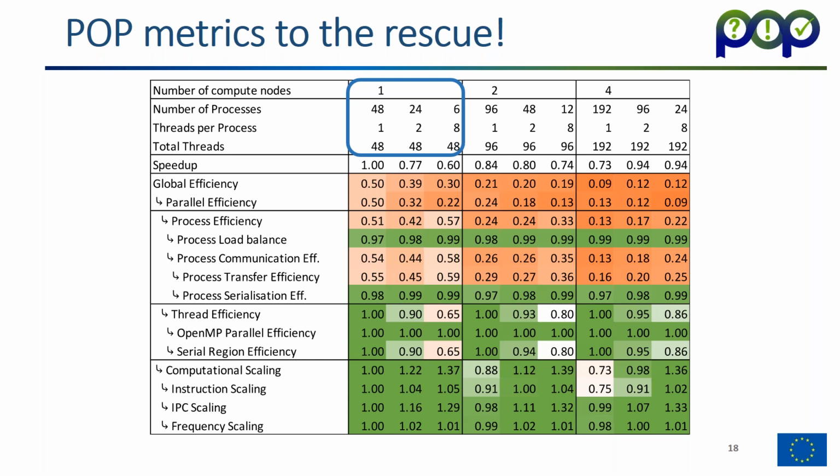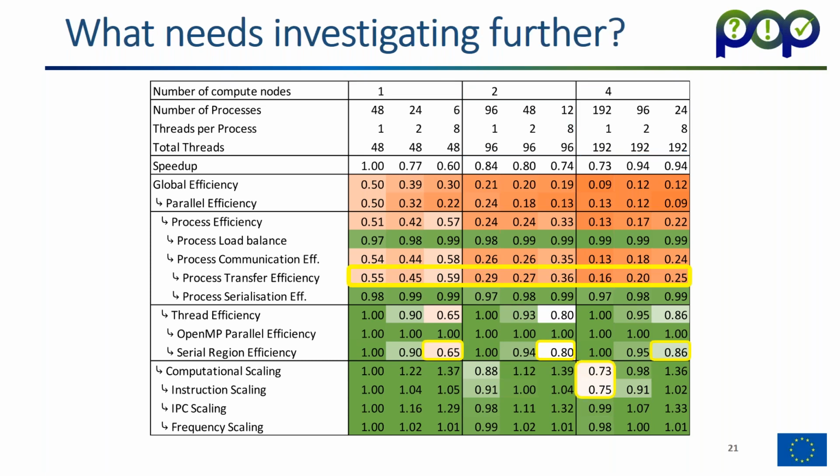So here's a table of hot metrics. There's quite a lot of data here. So I'm going to first of all point out that I'm showing the data in columns, where the first 3 columns were showing data on 1 compute node with 1, 2, and 8 threads per process. Total number of threads is 48. And then the next 3 columns are showing 2 compute nodes with 1, 2, and 8 threads per process. And then the last 3 columns are showing the same data for 4 compute nodes.